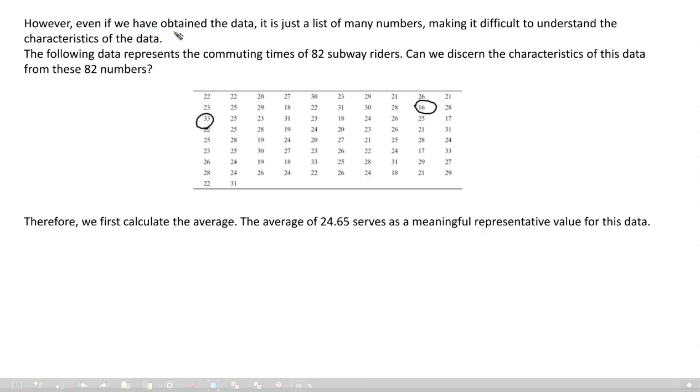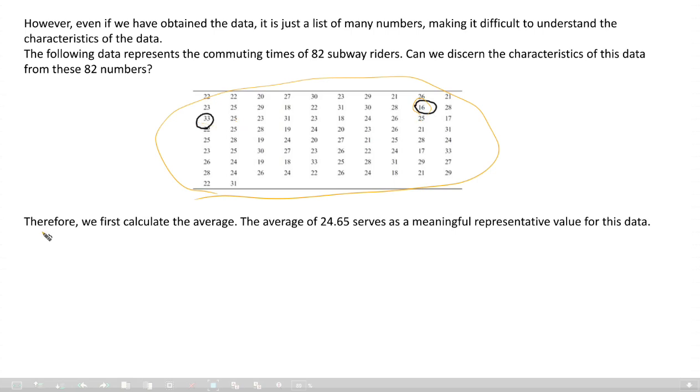However, if we have obtained the data, it is just a list of many numbers, meaningless. These are meaningless, just numbers. So we want to know the characteristics of this data. The following data represents the commuting times of 82 subway riders. Can we discern the characteristics of this data from these 82 numbers? No. Okay? They're just a list of numbers. But we can observe 16 is the smallest, 33 is the largest number.